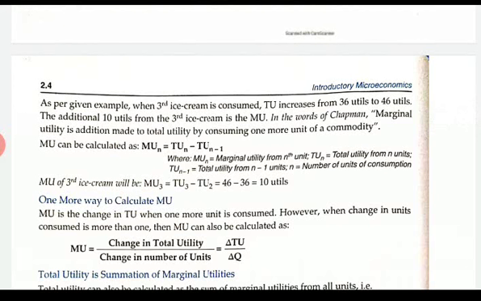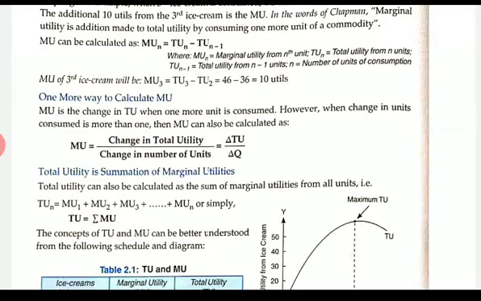But suppose the addition is more than one unit, suppose from 2 units you consume 5 units of ice cream. In that case, MU is calculated as change in TU by change in the number of units. So MU equals del TU by del Q. TU is the total utility and del Q is the change in the total number of units.